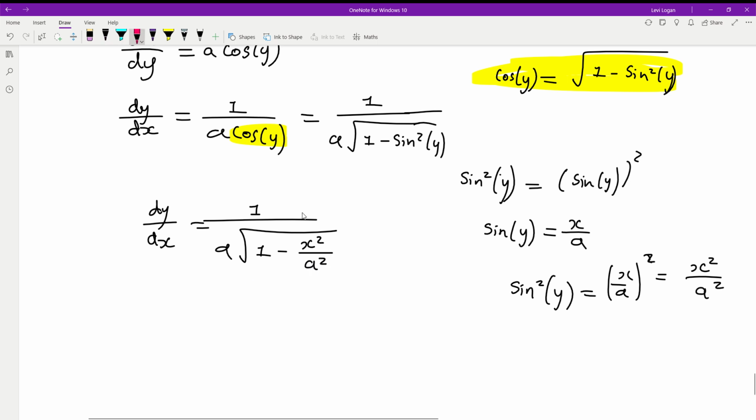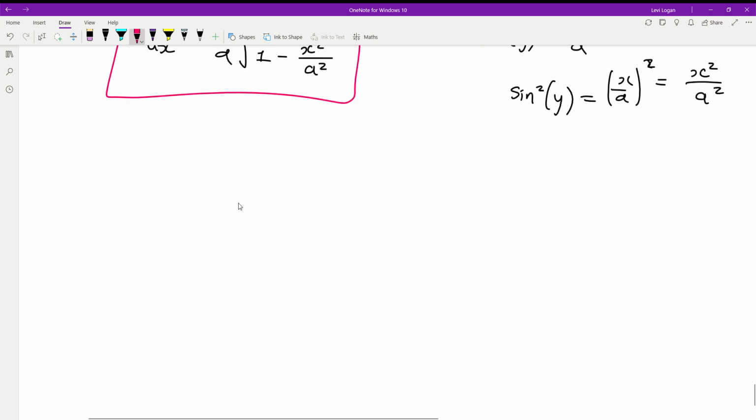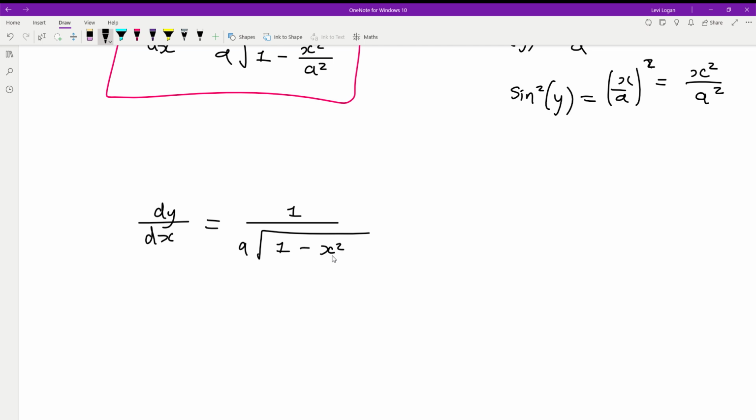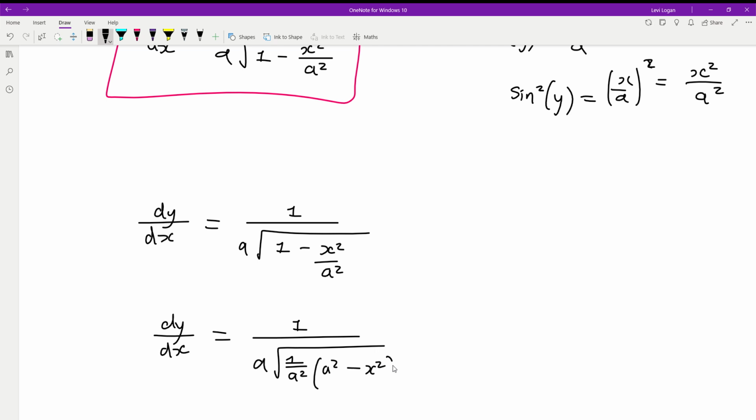Okay. Now I'm going to change how this looks a little bit. So what I have is dy dx equal to 1 on a square root 1 minus x squared on a squared. I'm going to factor out 1 over a squared, to be specific, in this square root. So what I'm going to have is this: 1 over a squared factored out, 1 will be turned to a squared, because if I were to multiply that back out, that front bit will turn into 1, and this bit's just going to be minus x squared.